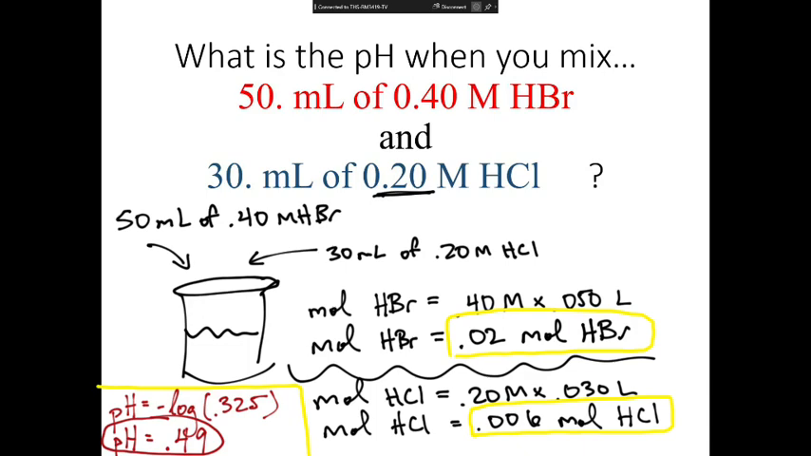So with multiple acids, I just added up the moles and divided it by the total volume. If I'd had a strong acid and a strong base, instead of adding those two numbers, I would have subtracted them and figured out which one won, the acid or the base. Focus on the H plus or the OH minus, because part of them would have neutralized one another for strong acids and strong bases.